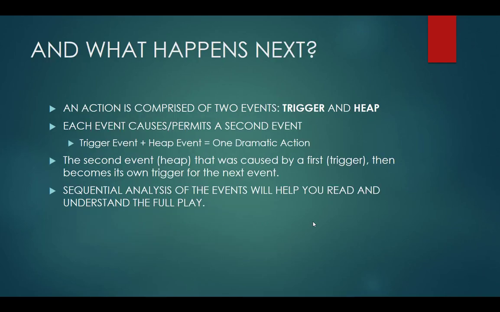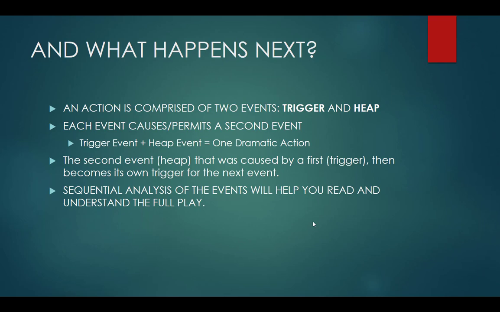Once we can establish what these coordinated sequences of events are and which actions are being created by those events, we can get a little bit more detailed and look at what's called the trigger and the heap. So every action causes or permits a second event. Each event causes another event. That trigger event, which is the first event, plus a heap event, or the second event, combined equals one dramatic action.